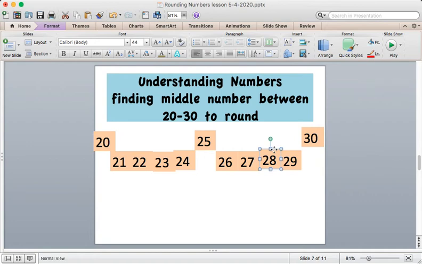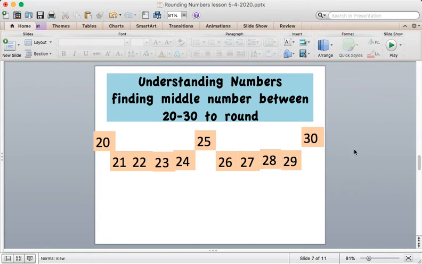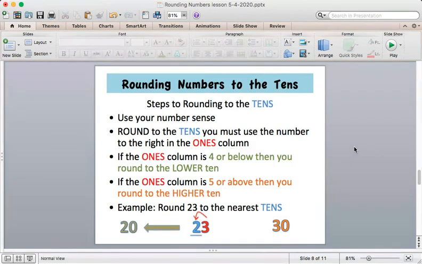Understanding our number sense is really important for us to be able to round. So these are our steps to rounding to the tens. Notice my chosen colors. My tens are blue, our ones are red. I have 4 and below, round to the lower 10 in green, and orange is for 5 and above. It's going to make a lot of sense down here when we look at our colors for our samples.